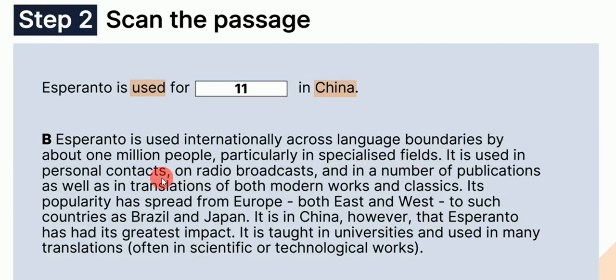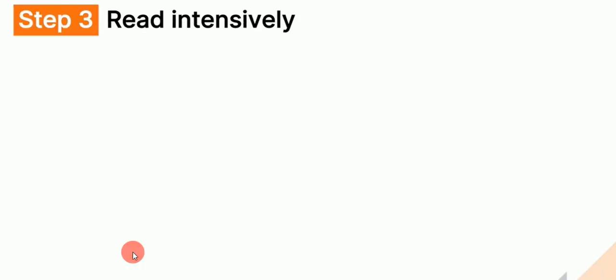Now, scan the passage and locate the section which contains the information necessary to answer the question. These identified sentences in paragraph B both contain keywords from the question, which are use and China. In this case, you did not have to locate synonyms or opposites. However, it is common for IELTS reading passages to use these.